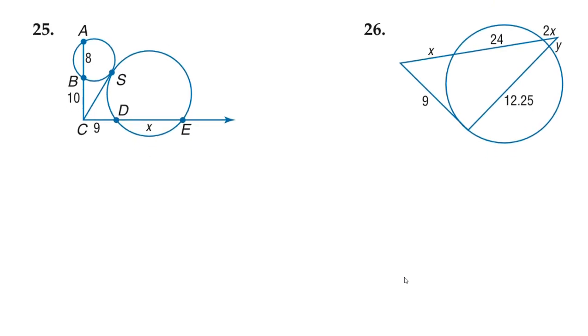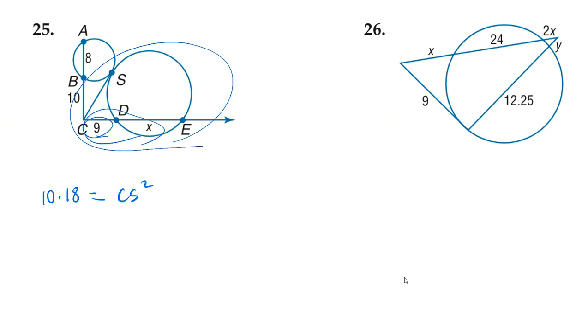What? This one's freaking crazy town. So let's only look at this relationship first. So we go, oh, outside times whole, 10 times 18, equals outside times whole, CS squared. And then go, okay, well, now we use that up. We know nothing. Now let's do the other one. So over here, we get outside times whole. So 9 times 9 plus x equals outside times whole, CS squared.